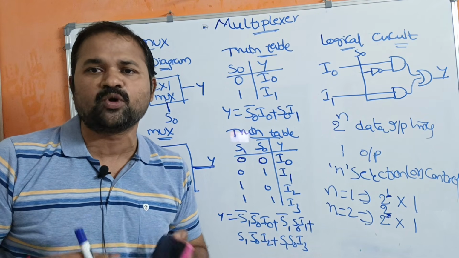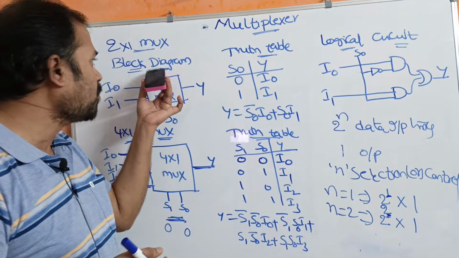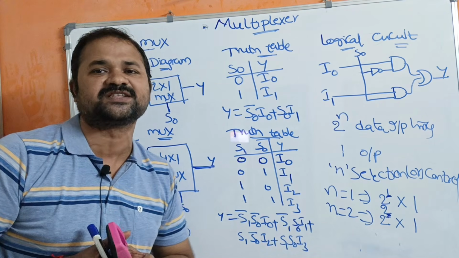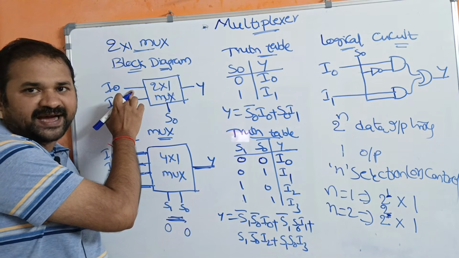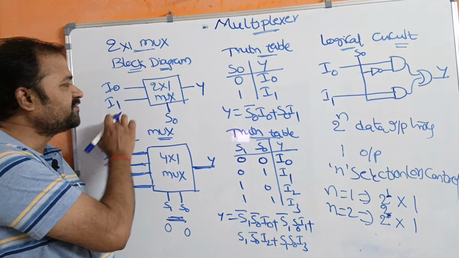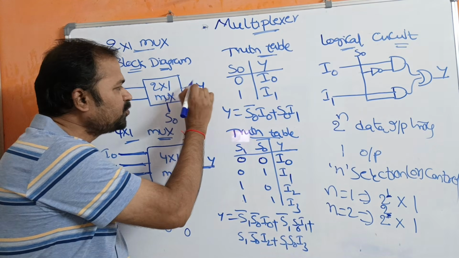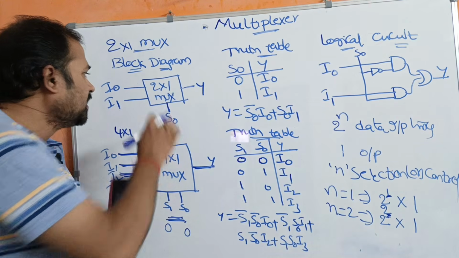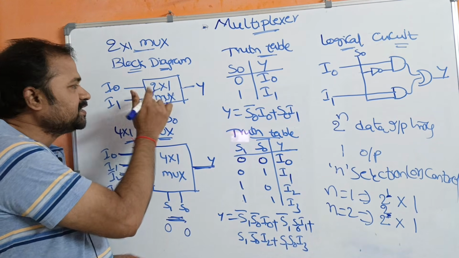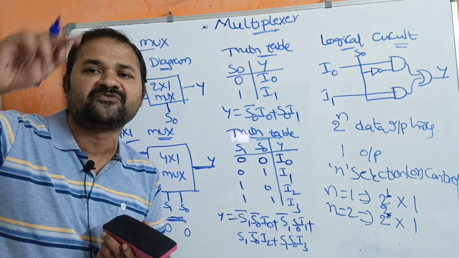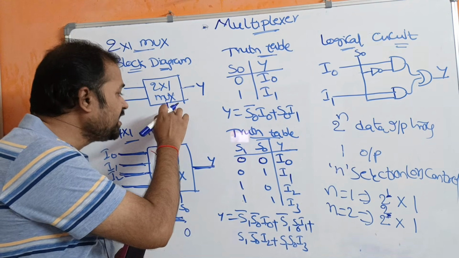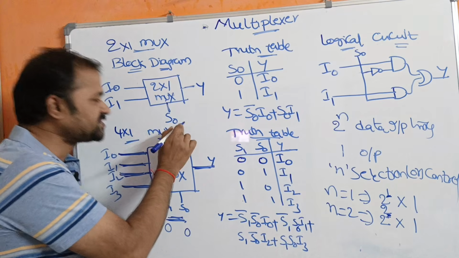Now let us discuss the 2 by 1 multiplexer block diagram, truth table and logical circuit. A 2 by 1 multiplexer has 2 data input lines, I0 and I1. It produces only one output, Y. Here two input lines are there. How many selection inputs does this multiplexer have? 2 power 1, so n is 1. So only one selection input, that is S0.